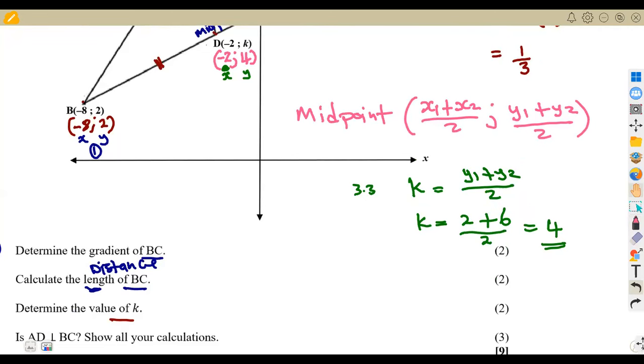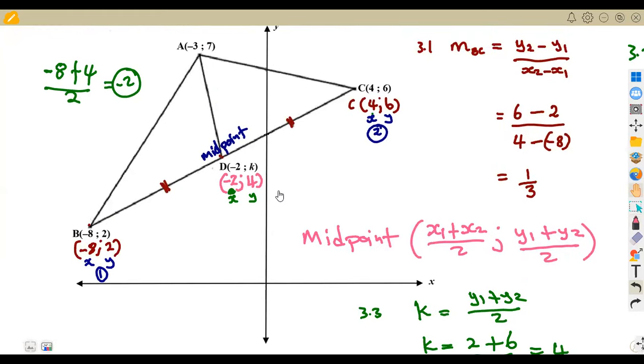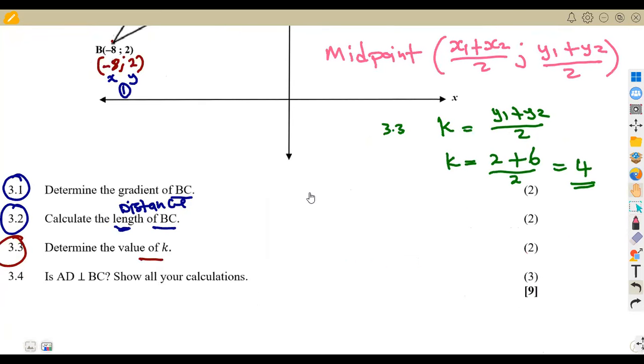So this is how you could have calculated it. Or you could have just calculated the midpoint as usual. You add your x and your y values, but k represents the y value, so you take the value corresponding to the y value.